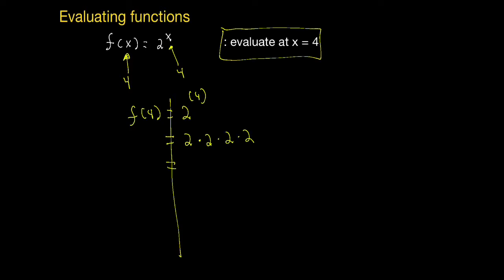And here I can do these ones first. I'm going to get 4. And then I can do these ones. I'm going to get another 4. We get a total of 16. So f of 4 is equal to 16.